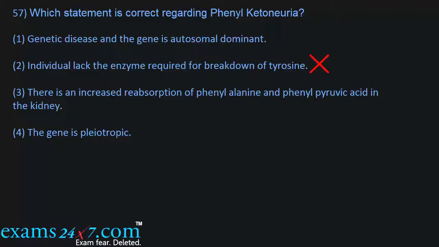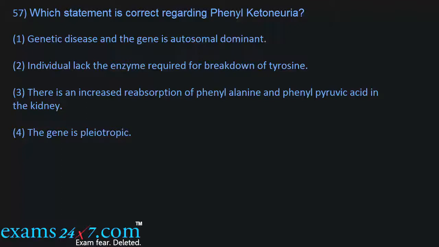Option 3, there is an increased reabsorption of phenylalanine and phenylpyruvic acid in the kidney. I hope all of you know phenylketonuria means the urine showing phenyl ketone bodies, that is phenylalanine and pyruvic acid. So even that is wrong. Last one, the gene is pleiotropic.